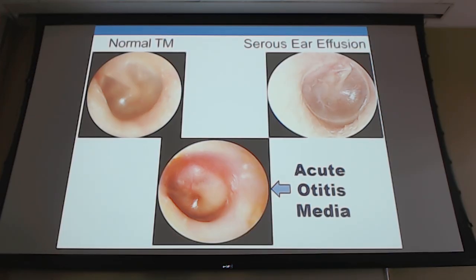I'm going to let you in on a little secret. Okay? We used to play a game in residency. And the game was, is it an acute otitis media?